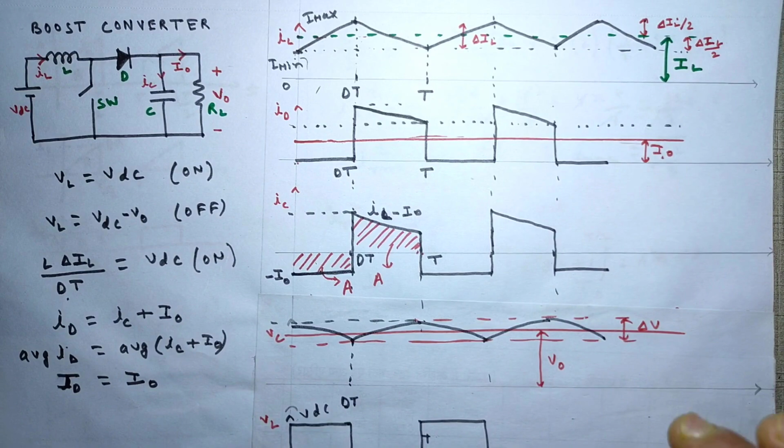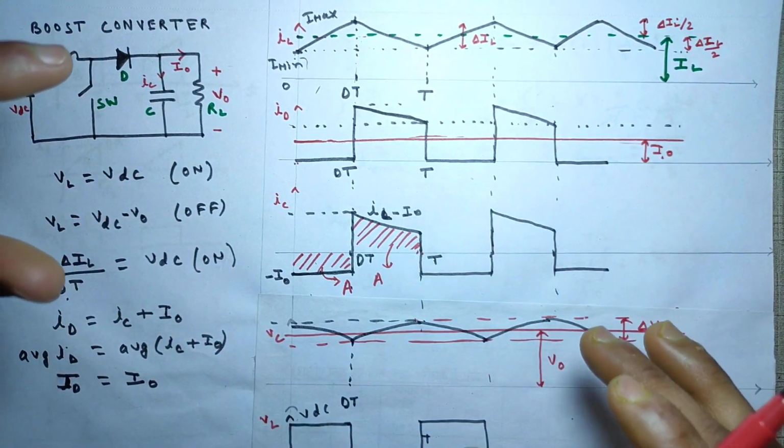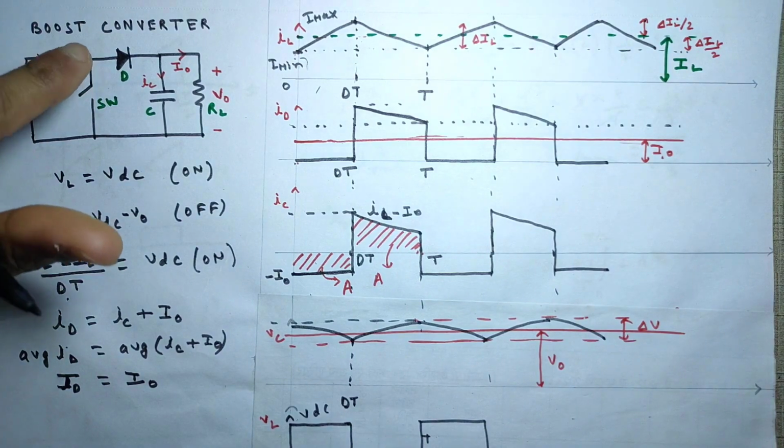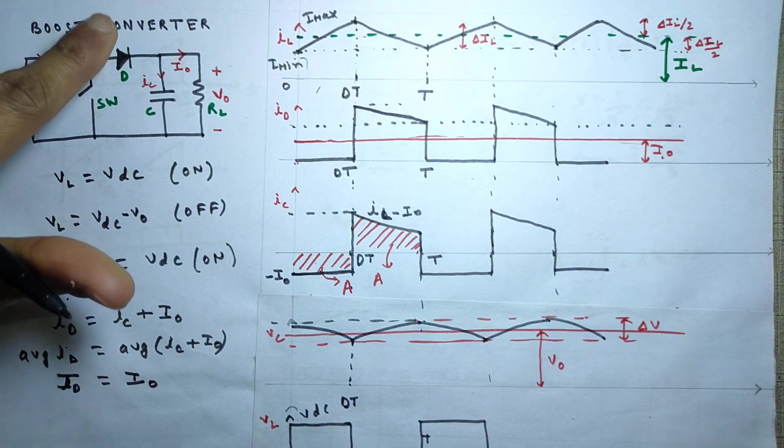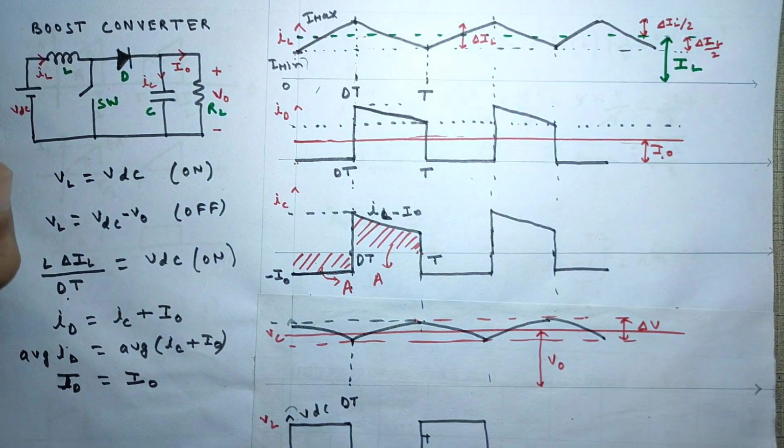Okay friends, so remember this point. This can be asked in an objective. The small ripple approximation we are applying during the analysis of this boost converter. Okay friends, you must remember that delta IL is always greater than delta V. The ripple in the current is always greater than the ripple in the voltage. You must remember this point.